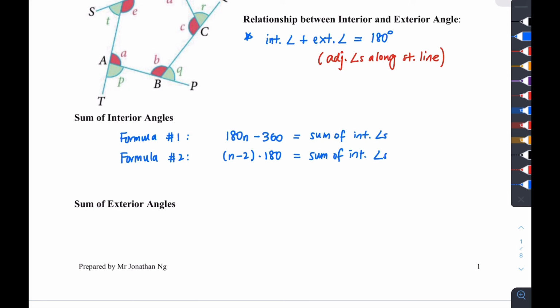In the next video, we're going to talk about the sum of exterior angles and also start to solve some questions. So stay tuned for part 2.